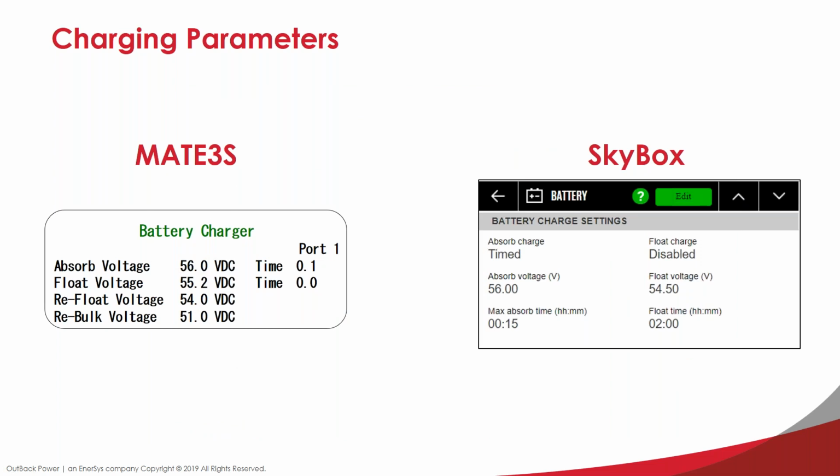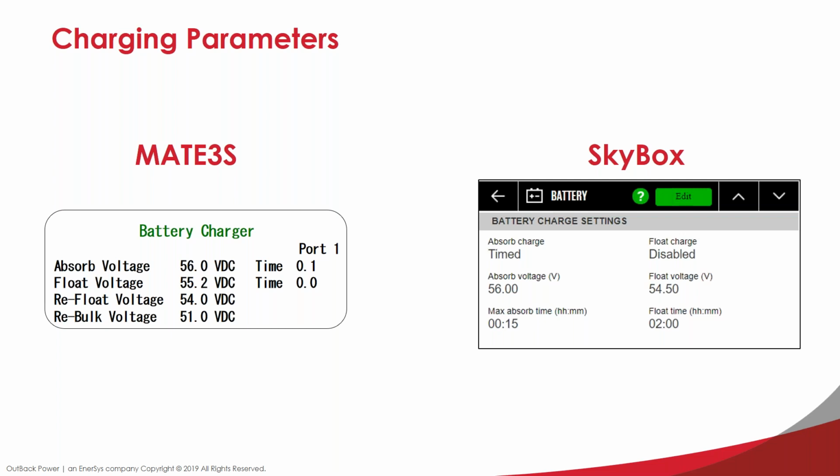Okay, so first thing we're going to do, charging parameters. We'll start on the left with the Mate 3S. Again, you can find this menu under the menu map, and so I don't have to show you how to navigate to all of those. So absorb voltage, we pull that directly from the battery spec sheet. So I'm not going to go back to it, but it was there. We pointed it out.